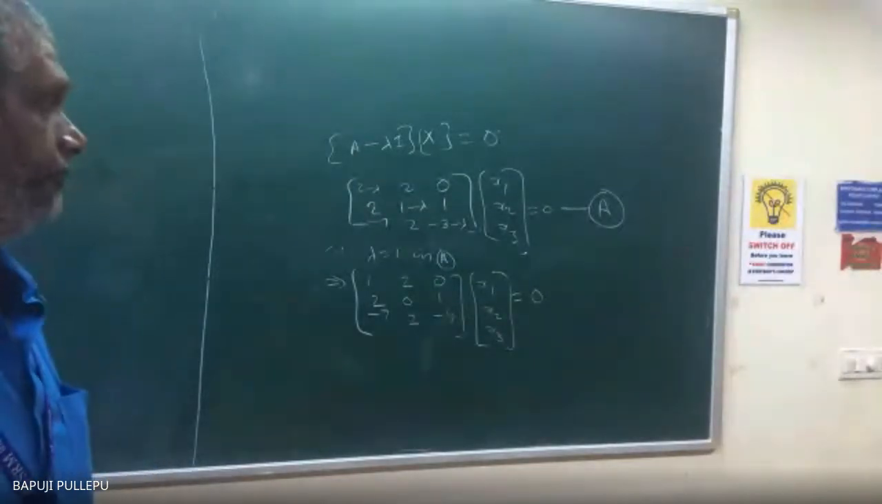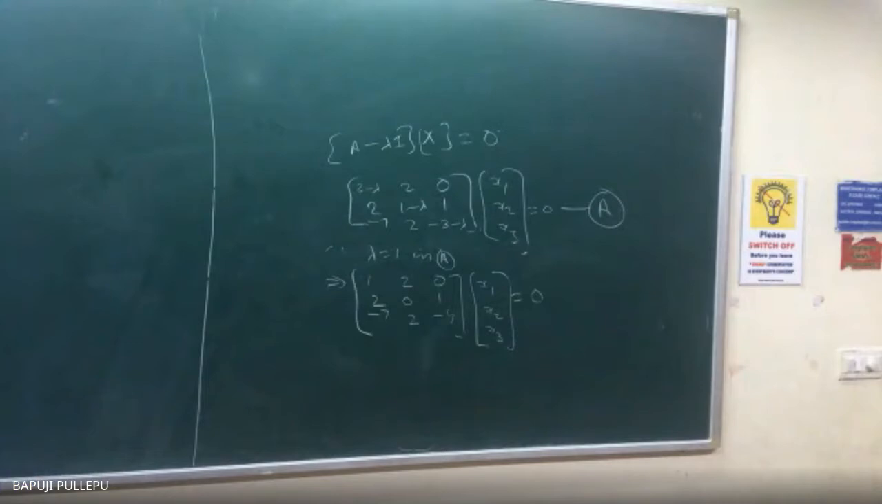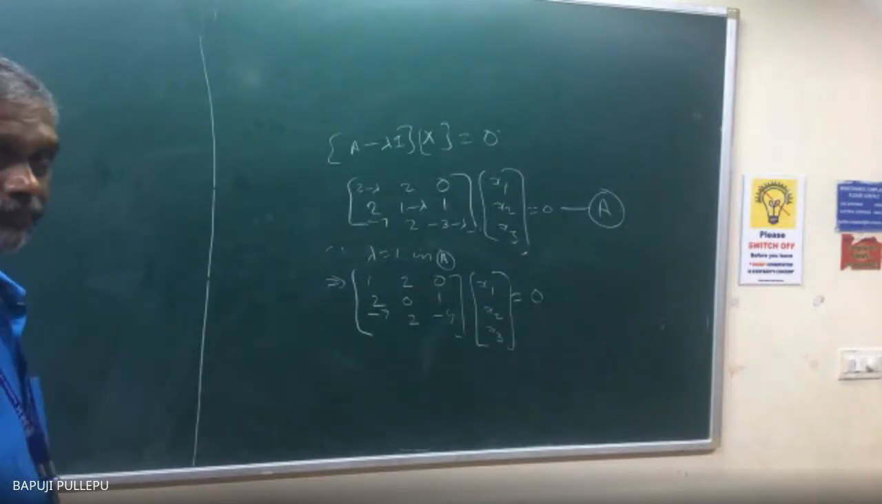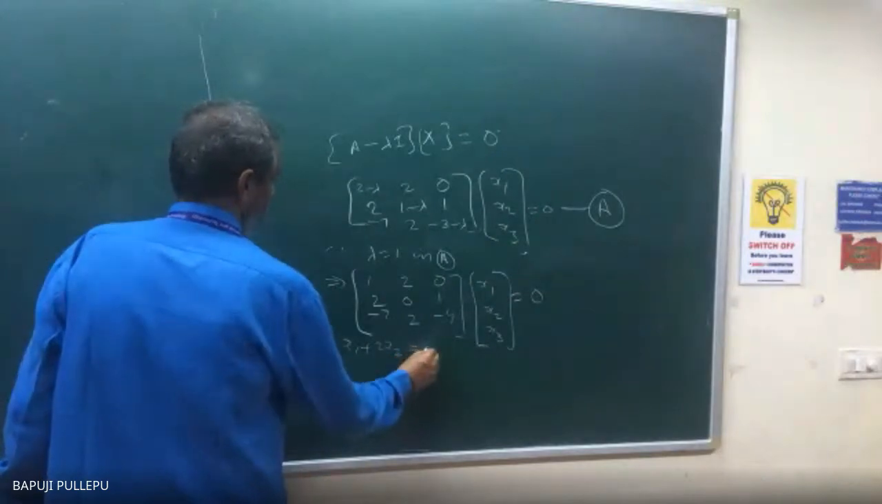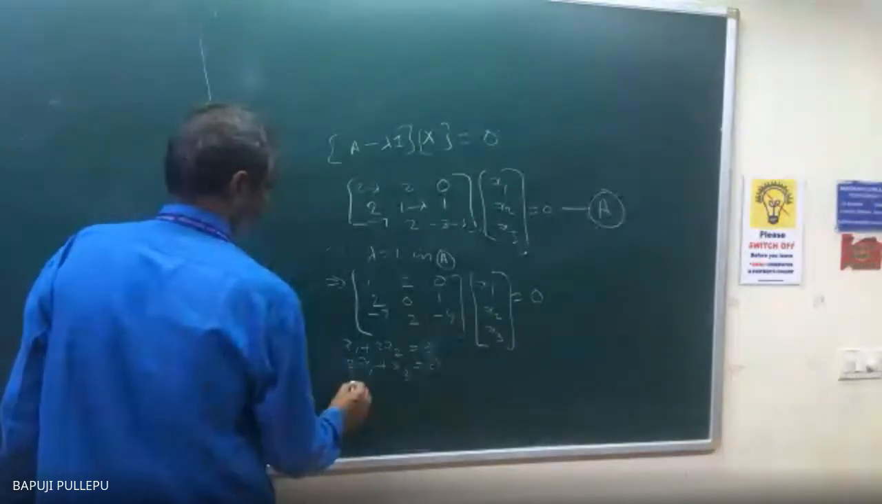Now multiply, you will get 3 equations. Come on, what are the 3 equations? Tell me. Sir, x1 plus 2x2 is equal to 0. 2x1 plus x3 equal to 0. Minus 7x1 plus 2x2 minus 4x3 equal to 0.